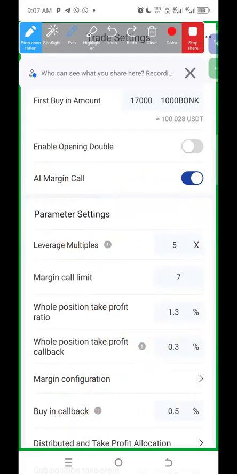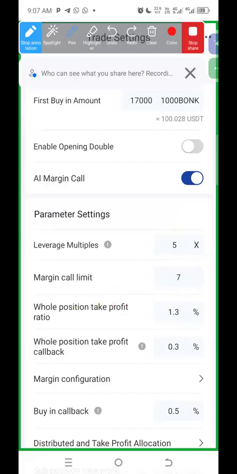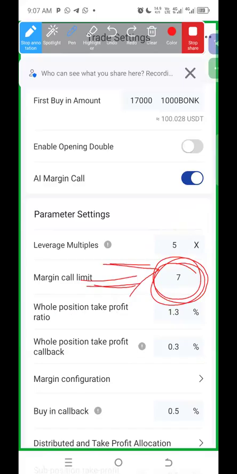So you need to take your time considering the leverage level. That's the reason I'm saying 2x to 10x is okay. Make your decision. 2x to 10x is okay. Make your decision. Now, after that, we have the margin call limit.